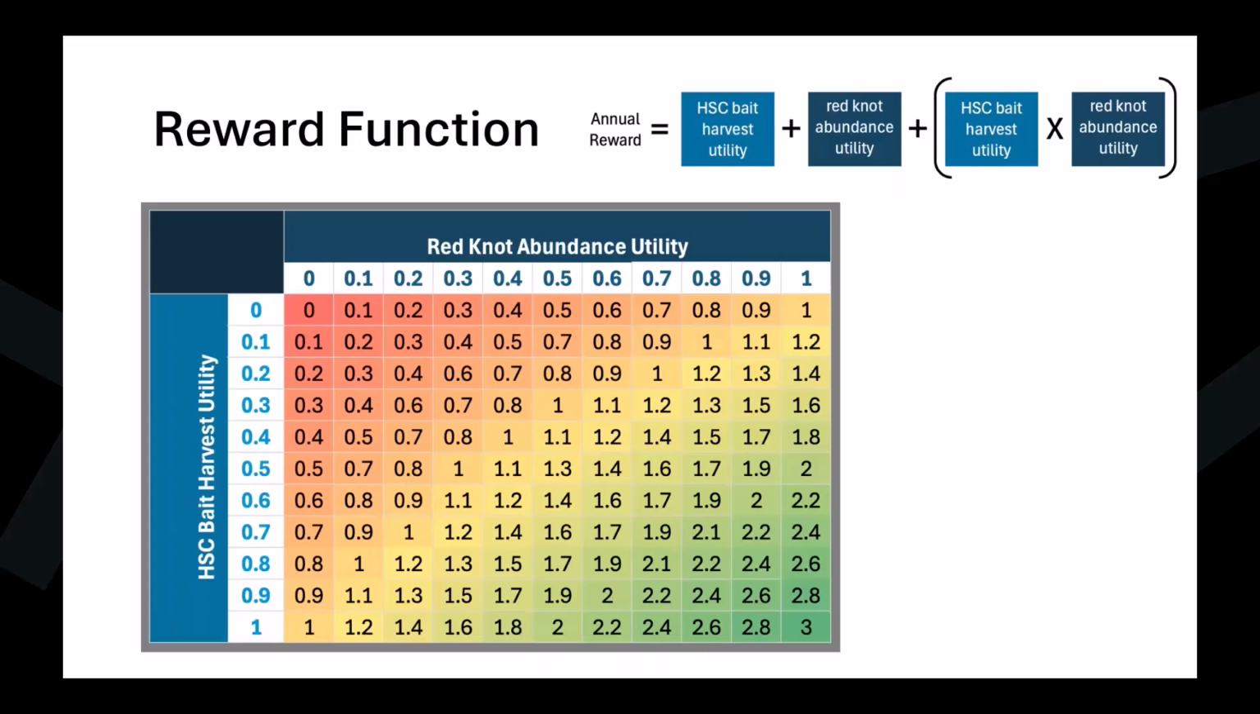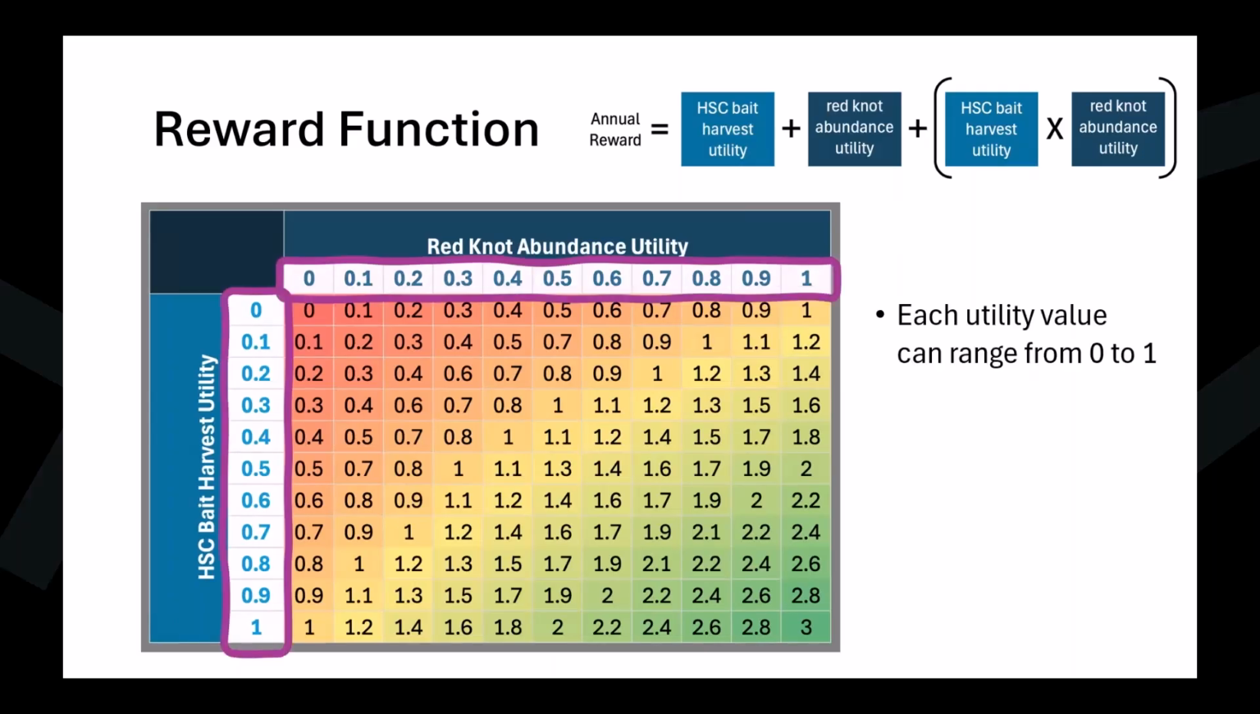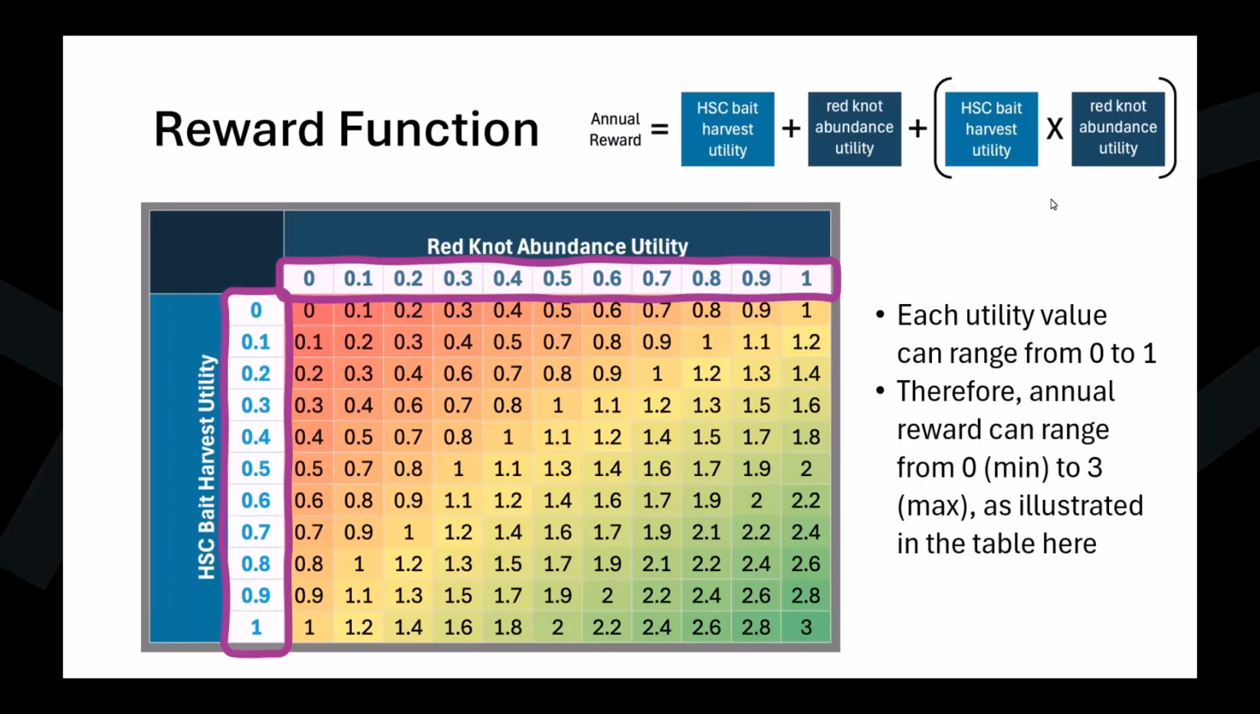Okay, so before we talk about the utility components themselves, we can look at the form of this function here. You'll notice that it has the horseshoe crab bait harvest utility in the light blue, which is reflected on the y-axis of this plot here. And then in darker blue, the red knot abundance utility on the x-axis above. And then those are added together in the reward. But then there's this third term where the two are multiplied together and then added to the other two terms. And that represents sort of like a bonus term.